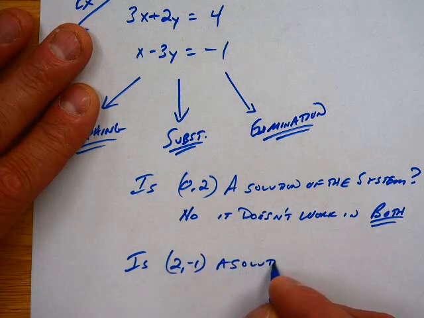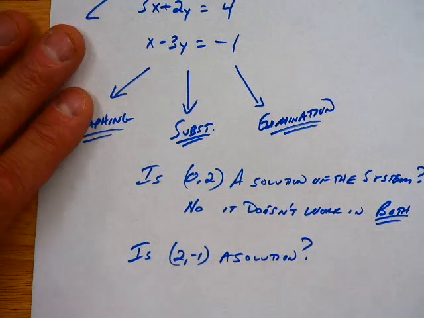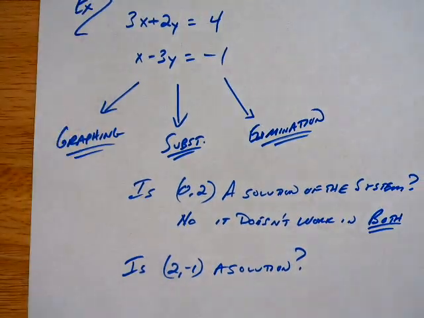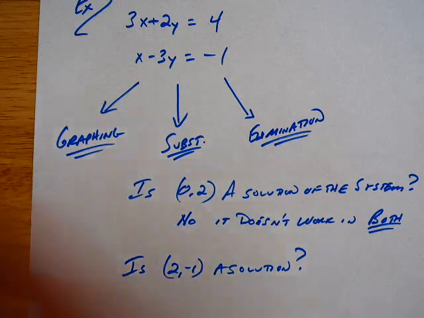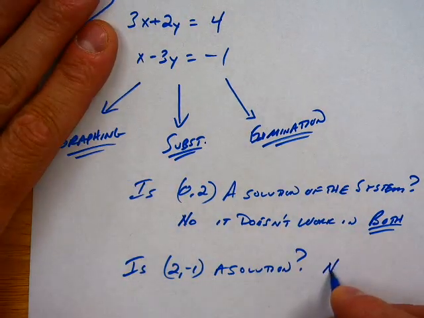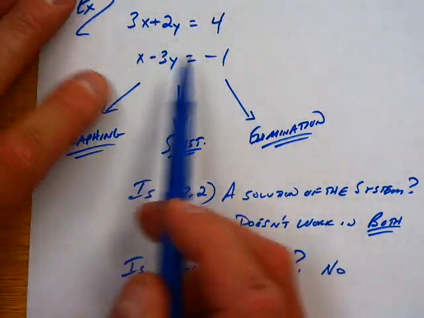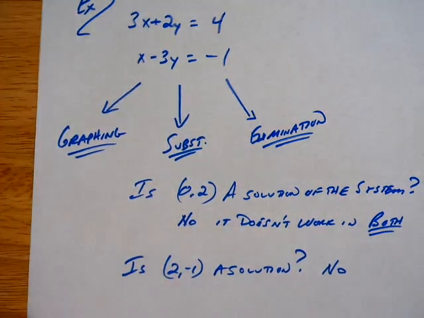Okay, what do you think? No. Why do you think no? Okay, so here's the deal. Let's take a look at it. For it to be a solution, it has to work in the first equation. Does (0, 2), if I plug in 0 for x and 2 for y, give me 4? Yes. So it works in the first equation. If I plug in 0 for x and 2 for y, does it give me negative 1? No. So (0, 2) is not a solution.